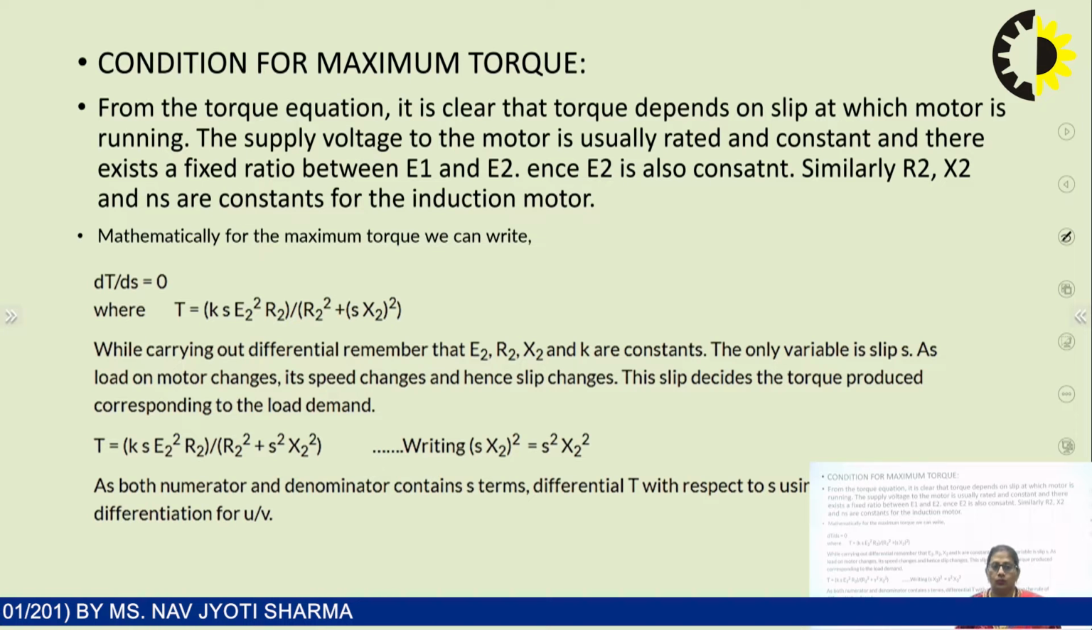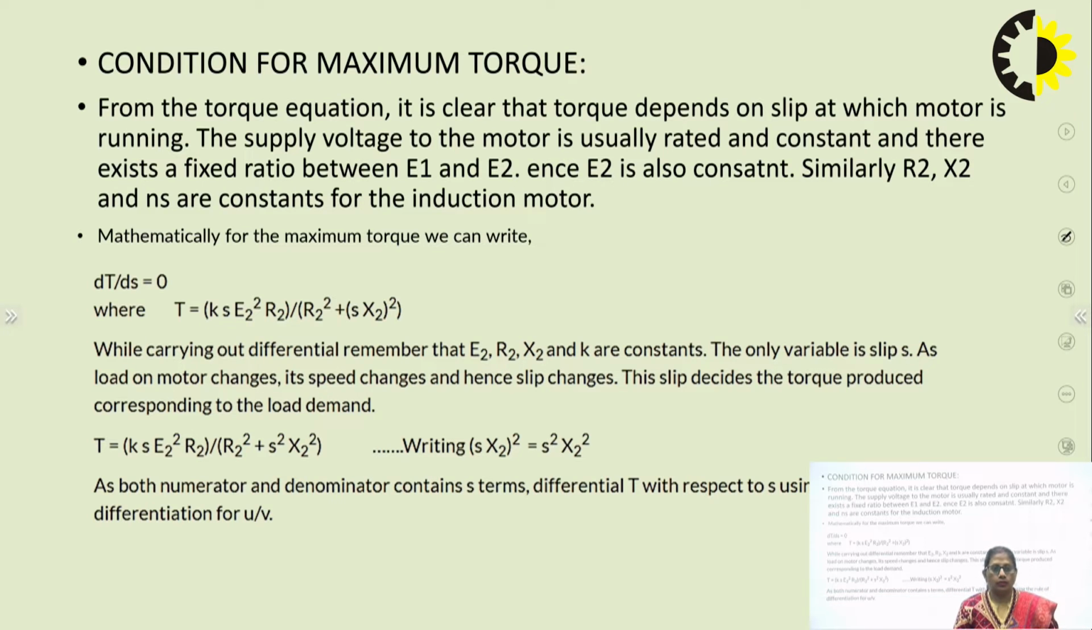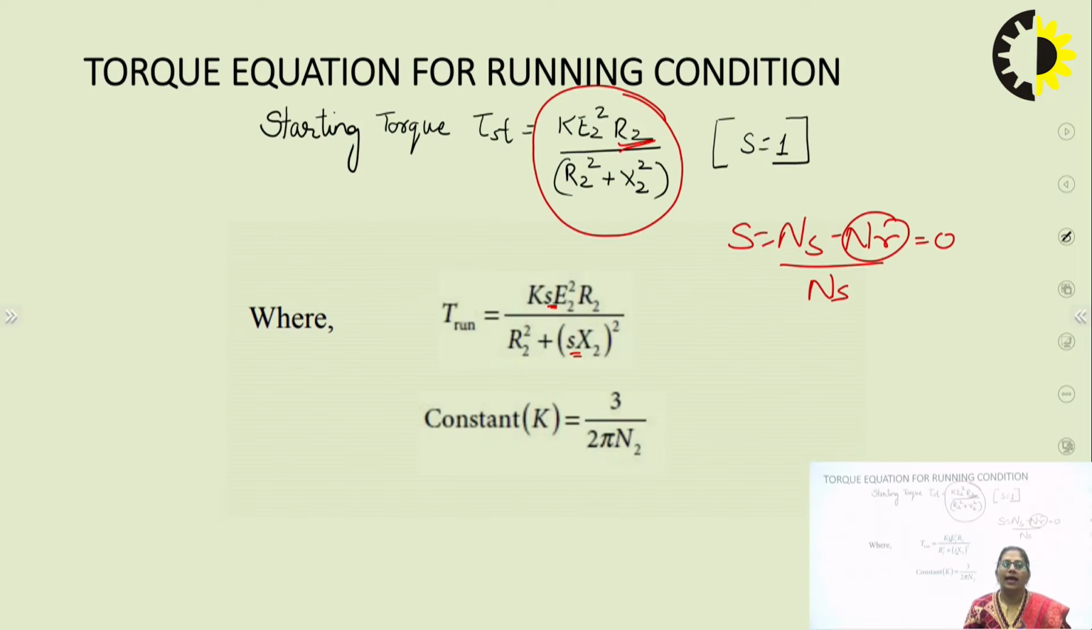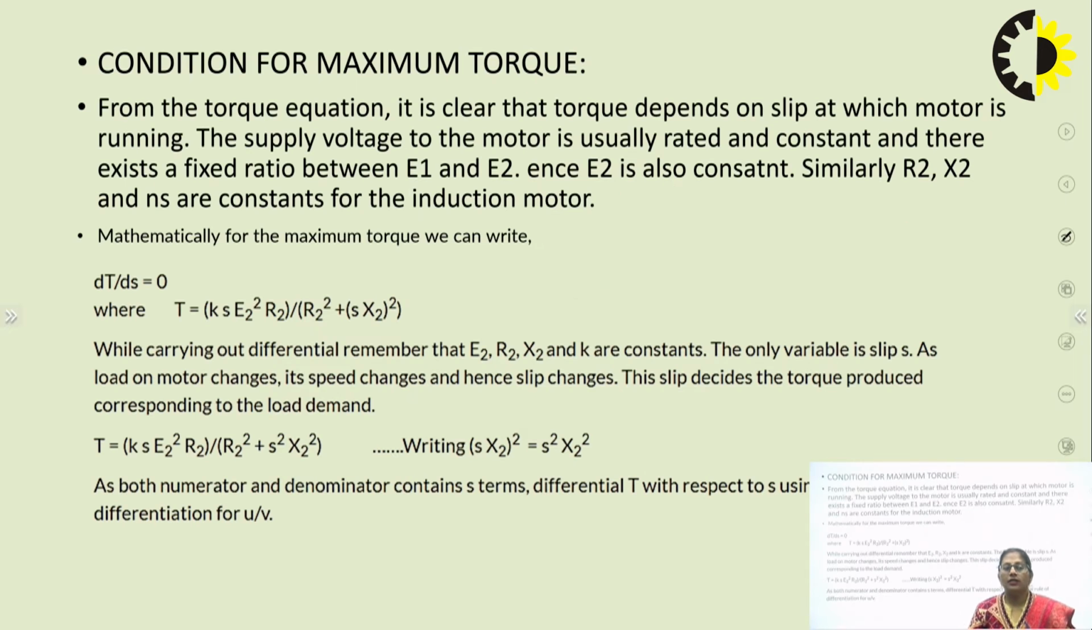Now, if that is so, that means that the torque is actually not constant for a motor, right? It is going to change with the change in the load. As the load is going to get changed, the slip is going to get changed. And when the slip is going to get changed, then obviously the running torque is going to get changed, right? So what is that condition at which we can be having the maximum torque? What will be that condition? So that condition for the maximum torque can be derived.